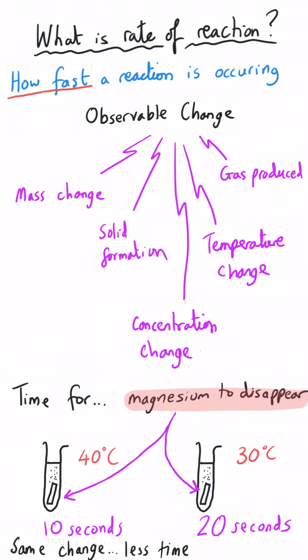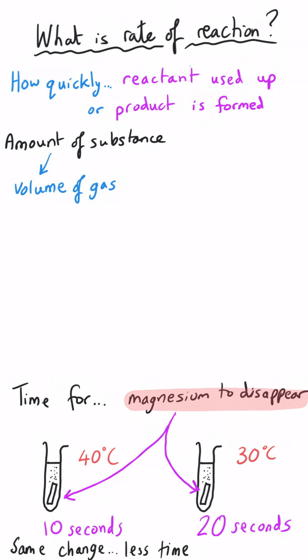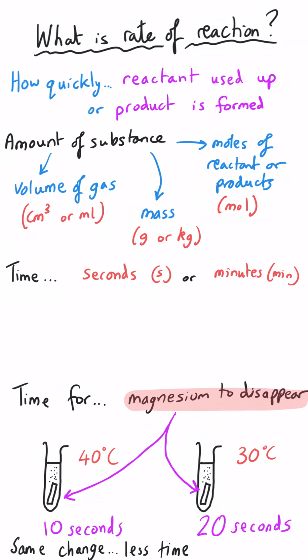These changes can take a variety of different forms, but in general what we'll be doing is timing how quickly a reactant is used up or how quickly a product is formed. Typically we'll be looking at a volume of product, for instance a gas, which might be measured in centimetres cubed, or we could be measuring an amount in moles, or we could be measuring a mass change in grams. Those are our three likely ways that we're going to quantify our amount of substance produced or used. And then time will typically be in seconds, but it could be in minutes.